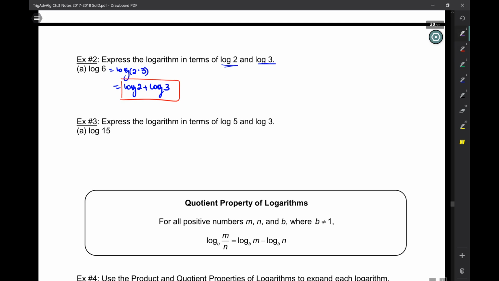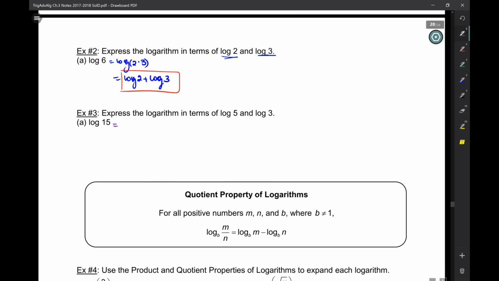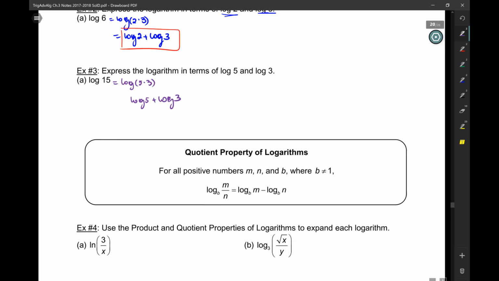Okay, so let's do the next one. It'll be what? Final answer. Log 5 plus log 3. Right. Awesome. All right, now we did the products.